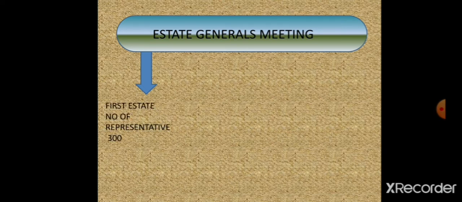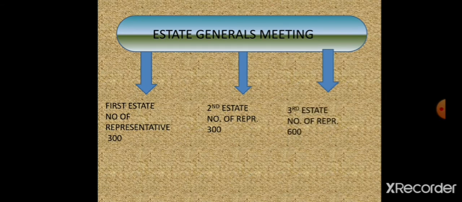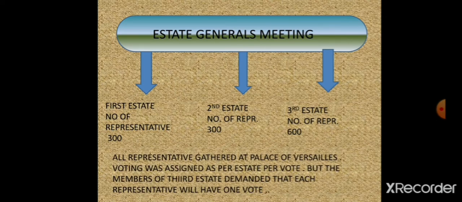Before we go further, we need to understand how the Estates General met in France. Basically, there were three estates in France. In an Estates General meeting, the first estate had 300 representatives, the second estate, the nobles, also had 300 representatives, and the third estate, the common people, had 600 representatives. They all gathered at a place known as the Palace of Versailles.